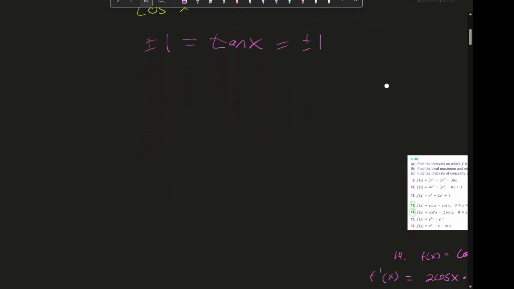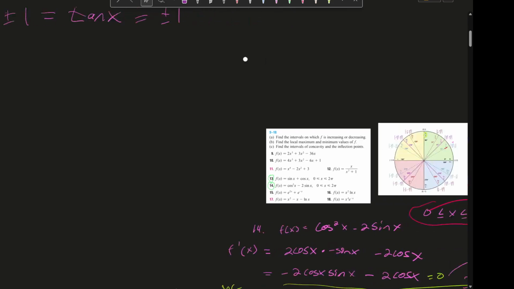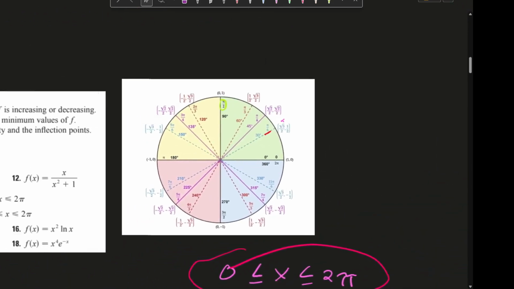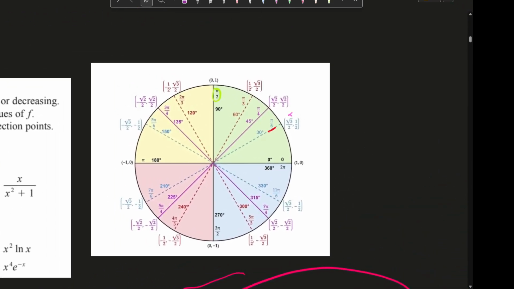If we look at our unit circle, we know tangent is y over x or sine over cosine. So right here, it's going to be equal to 1. Down here, it's going to be equal to 1. And we'll use a different color. Here is going to be negative 1, and here it's going to be negative 1. So we got pi over 4, 3 pi over 4, 5 pi over 4, 7 pi over 4.